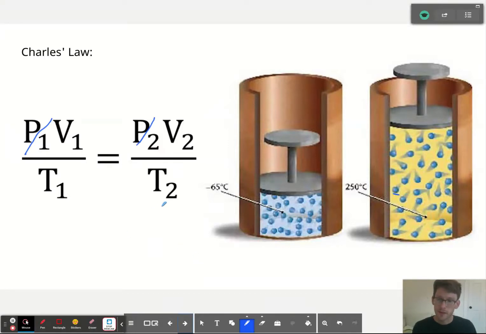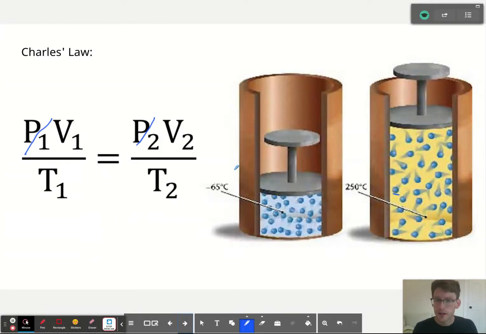Now, in this case, I really want to point out that this will not work unless you convert your temperature to Kelvin. In everything involving gases, any gas calculation, you must convert from Celsius to Kelvin. Otherwise, you'll get things that absolutely don't make sense. For example, our initial volume is some positive number divided by an initial temperature of negative 65 degrees. We'd have a negative number on our left, and on the right side, we'd have a positive number. So it just would never work.